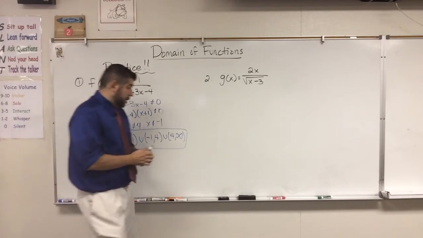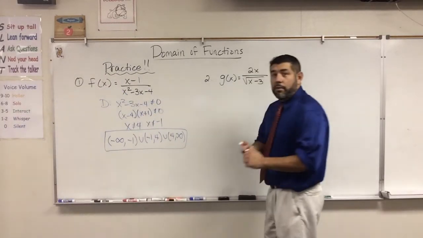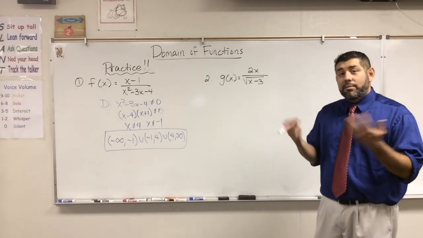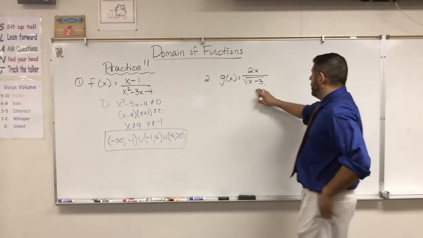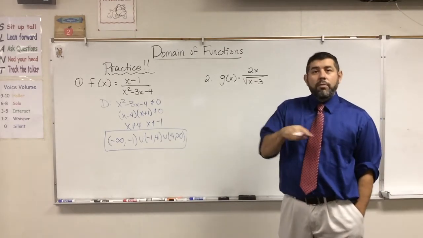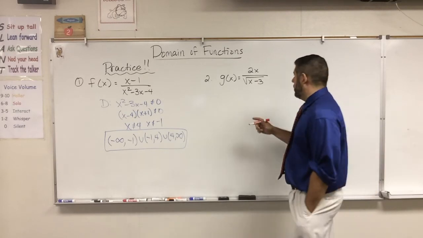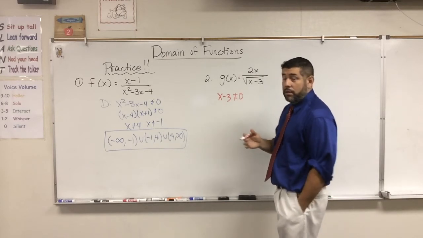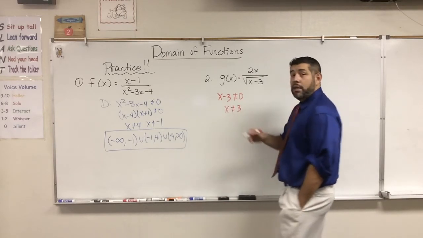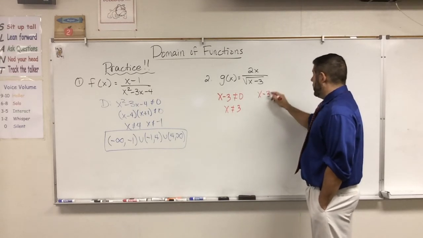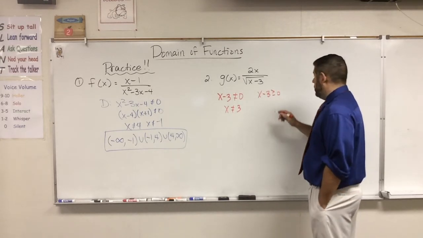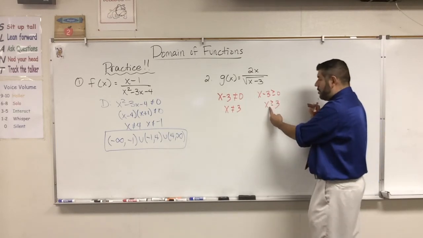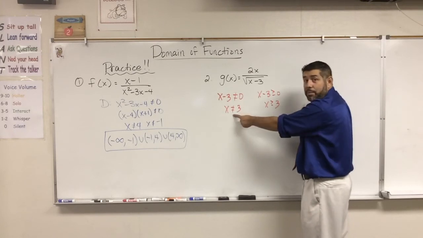Okay? All right, let's take a look at number 2. Number 2 has a square root in the denominator as well as an x in the denominator. You can do this a couple ways, and I'm going to show you the quick way once I do this out. So we're going to take x minus 3, and we know that that can't be 0, right? So x cannot be 3. But we also know that x minus 3 has to be greater than or equal to 0. So x has to be greater than or equal to 3. Now, hold on. It can't be greater than or equal to 3, right? Because it can't be 3.